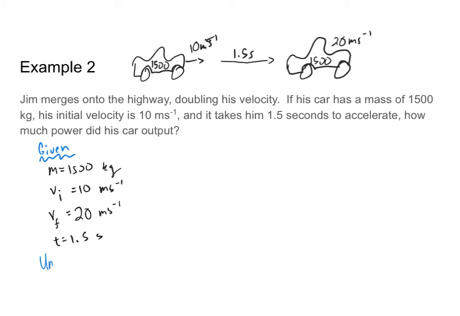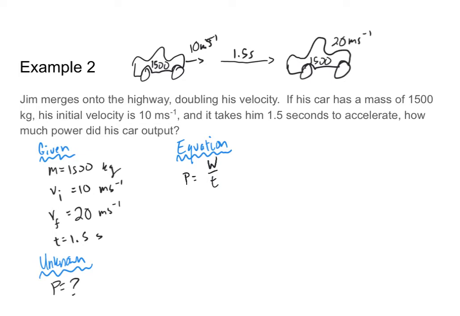And I can list my unknown as power, since that is what the question is asking me to find. So, my equation here is going to be power is equal to work over time.